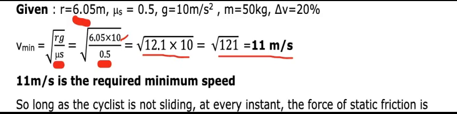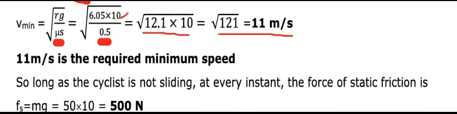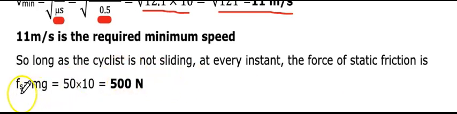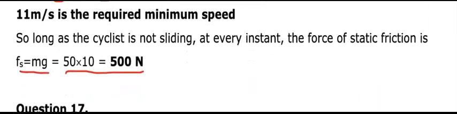Okay. Now, the cyclist is not sliding at any instant, so we use the force of static friction. Now let's find the force. The force will be mass into gravity, mg. That is very easy: 50 into 10, which becomes 500 Newton.